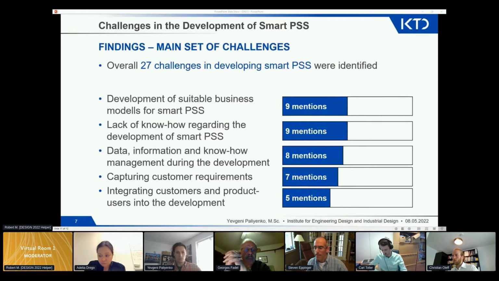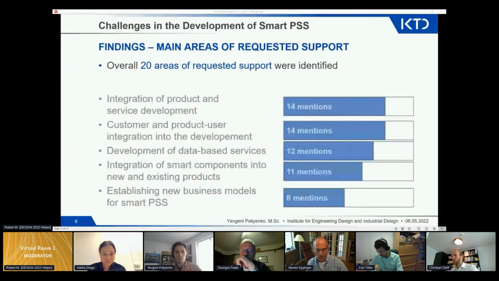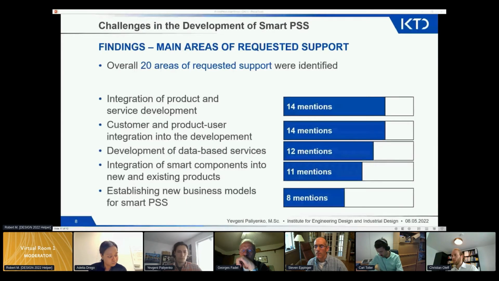Following were data and information know-how management during the development, as well as capturing customer requirements and integrating customers and product users into the development. The second section of our findings are the areas for requested support for the development of smart PSS, of which we were able to identify 20 different areas. The main areas with the most mentions are the integration of product and service development, customer and product user integration into the development process, development of data-based services, and the integration of smart components into new and existing products, as well as establishing new business models for smart PSS.